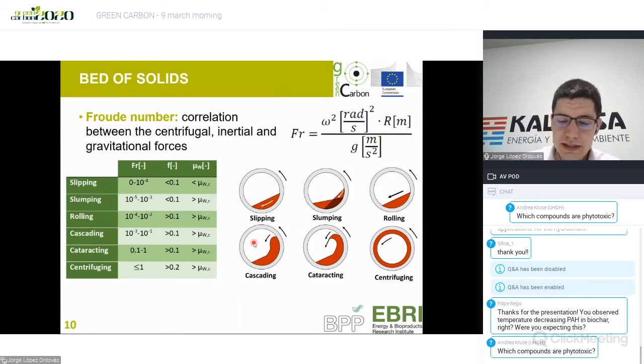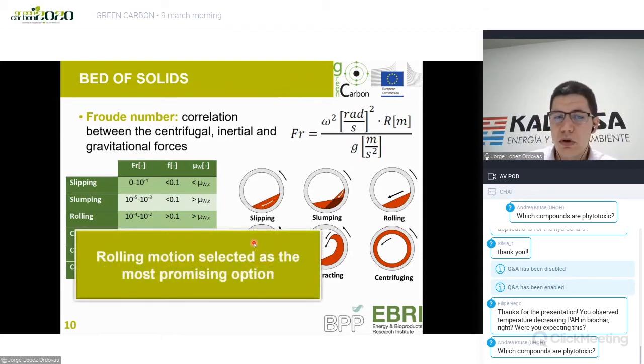So yeah, we can study a lot, but from all of them, rolling motion was selected as the most promising option because it included some mixing characteristics, but without any kind of slumping. So the solids were not adhered to the wall and then falling over the bed of solids, which would create, I agree, a more turbulent flow, but at the same time, it may crush the solids, or it may have some effect with that.